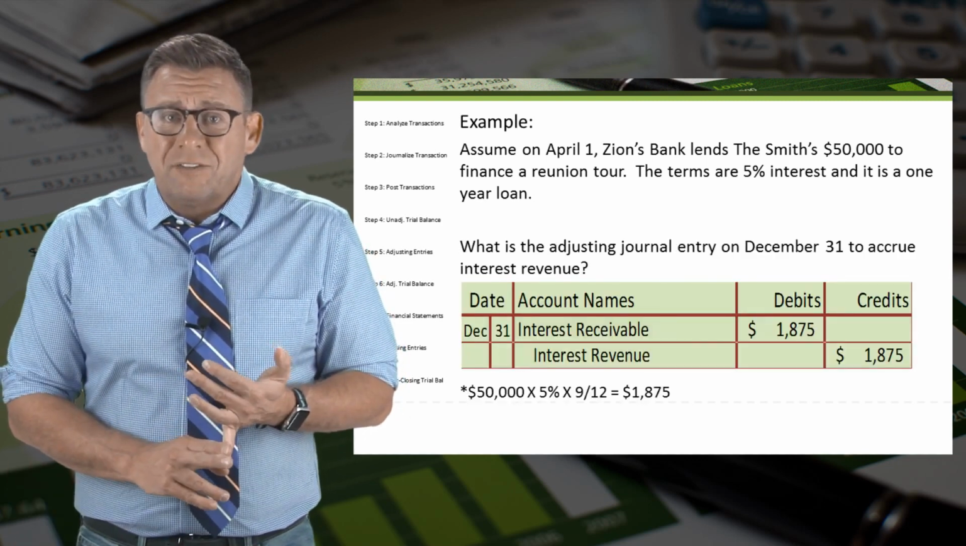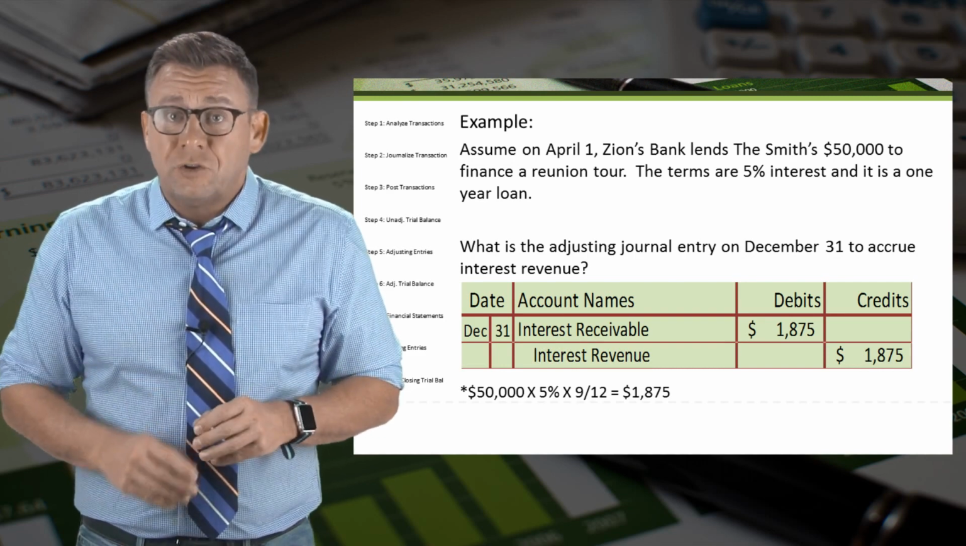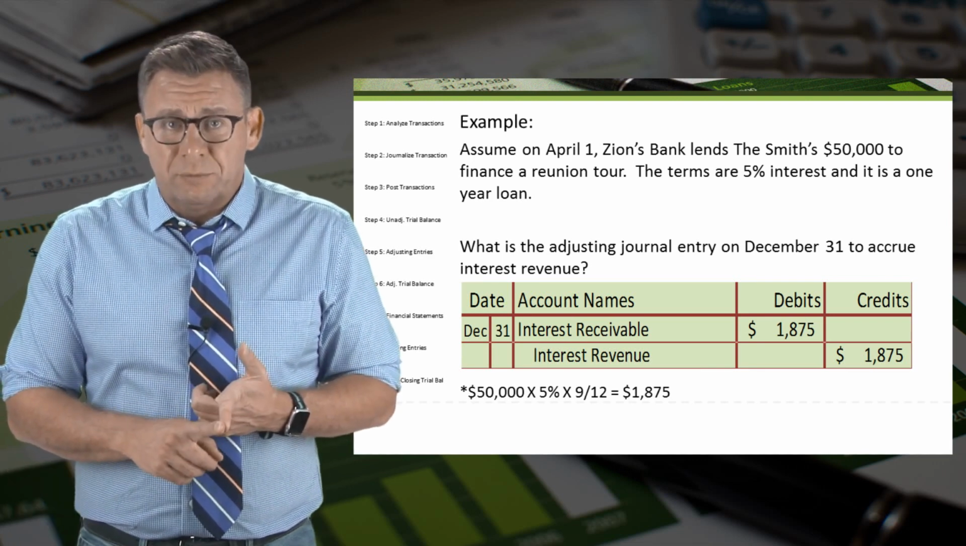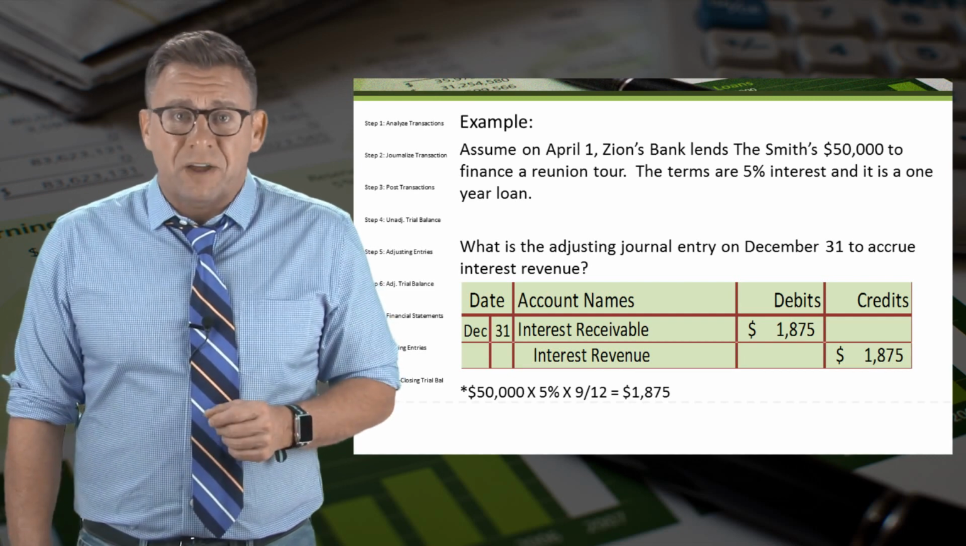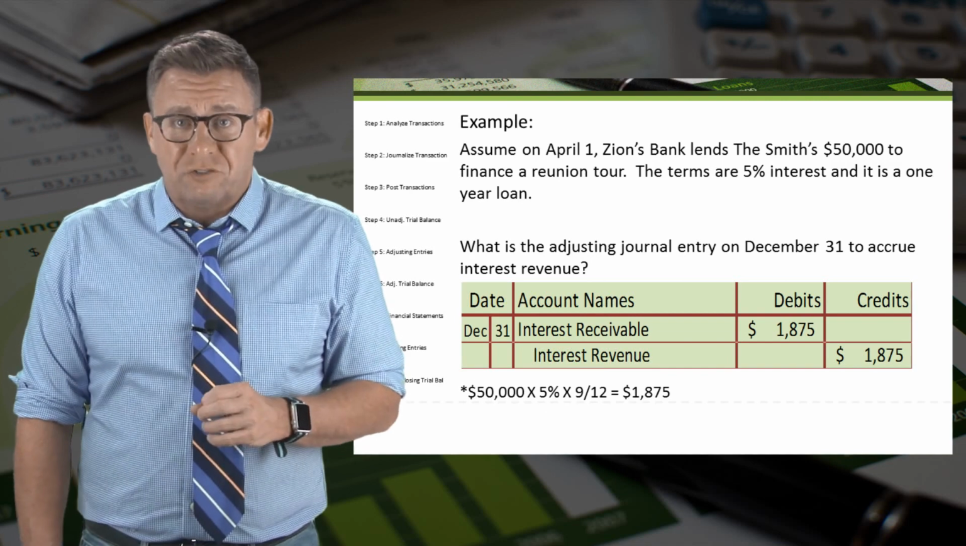Remember that we debit a receivable and credit a revenue when we are recording an adjusting entry to accrue revenue. In this example, we debit interest receivable and we credit interest revenue for $1,875.